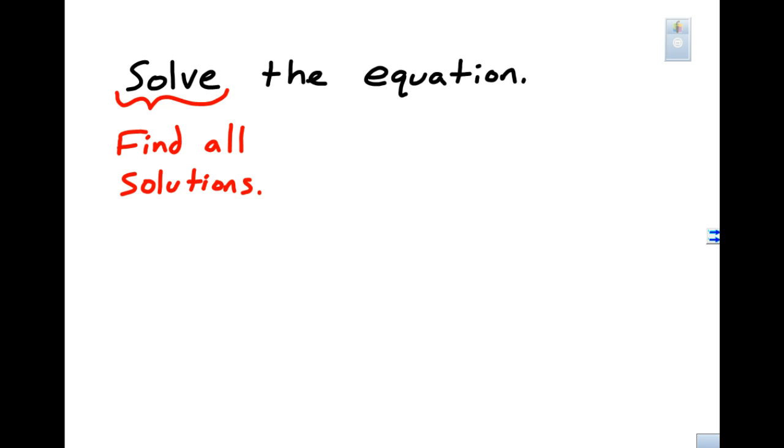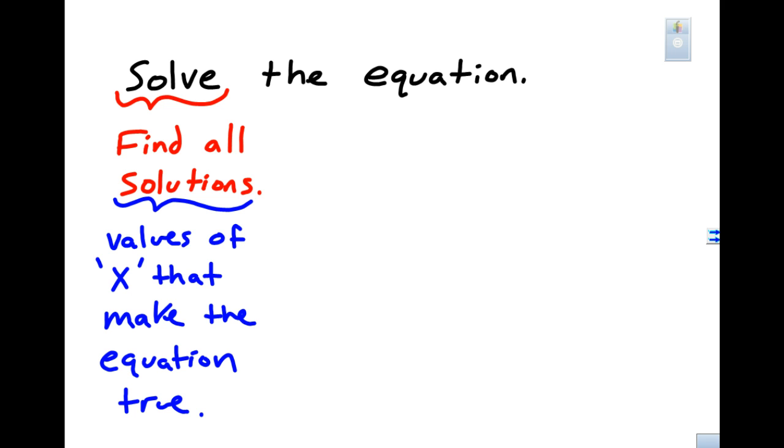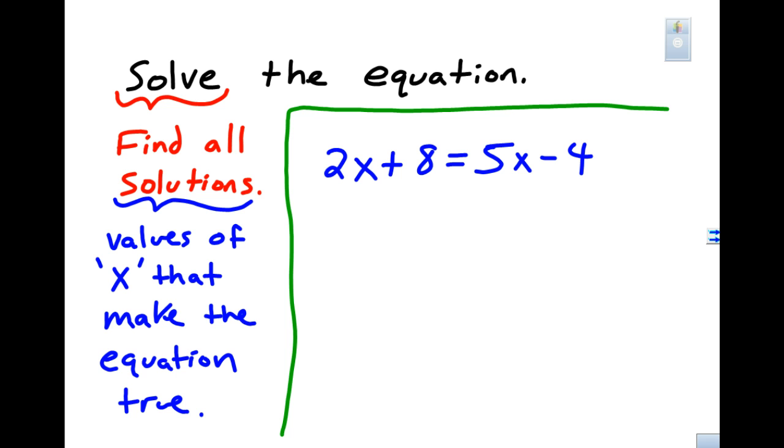And remember what a solution is. It is a number that makes the equation true when you plug it in for x. So it's all the values of x that make the equation true that we want to find when we're asked to solve an equation. All right, so let's take a look at an equation. We have 2x plus 8 equals 5x minus 4.